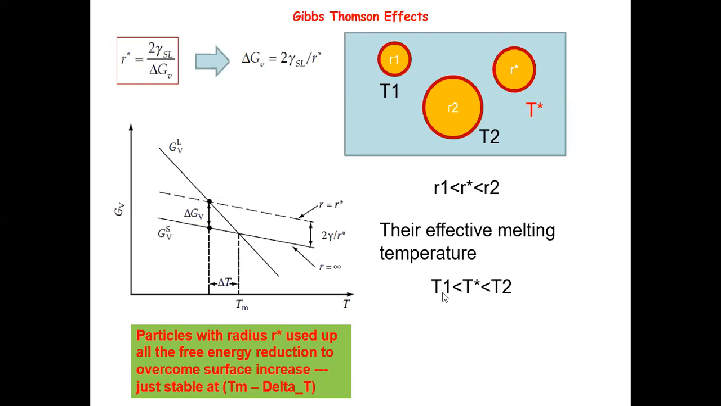So this is T1, T star, and T2, right? We know this. Now let's use this thermodynamic idea to see whether we can still come to the same conclusion that we got from the geometrical analysis. So now if the system is imposed with a temperature of T star, and the melting temperature of this larger particle, T2, is larger than T star, what is going to happen to this one?